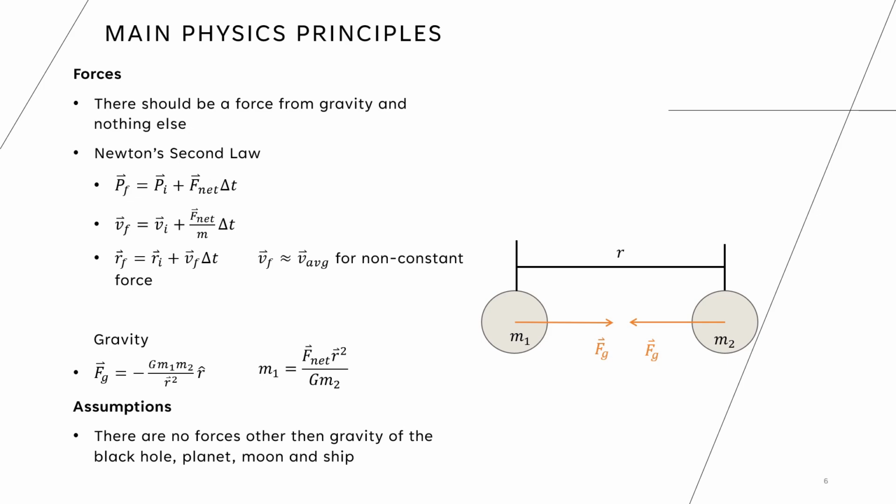For gravity, we know that it's always given by the equation negative G m1 m2 over r squared, r hat. We can always rearrange this if we just take the magnitude of it. We can find that the mass m1 is equal to the force times r squared over G times m2. Again, we're assuming there are no other forces.